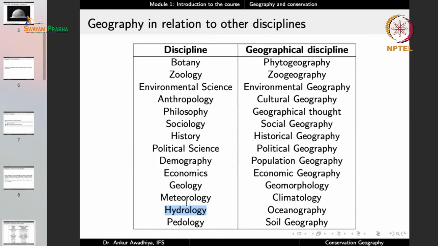Hydrology, hydro is water, so this is the science of water, and the geographical discipline becomes oceanography, writing about the oceans or describing the oceans.